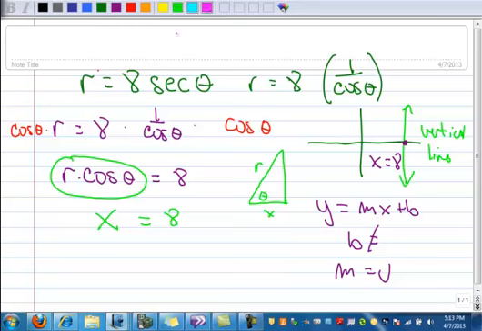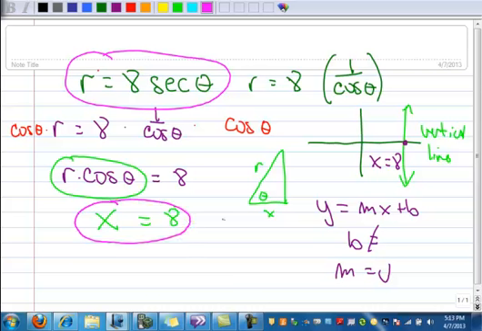Alright, so there's my equation, x equals 8. In this particular case, here's the polar form, and here's the rectangular form. In this case, actually, the rectangular form looks a little easier than the polar form, but again, just an example of converting the polar form of a line to the rectangular form.